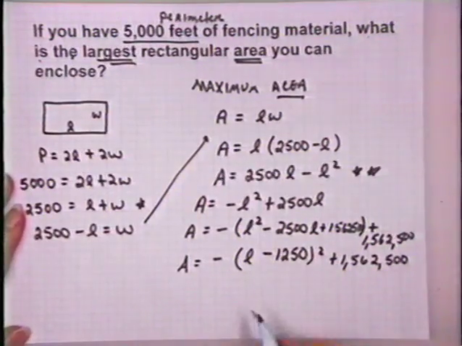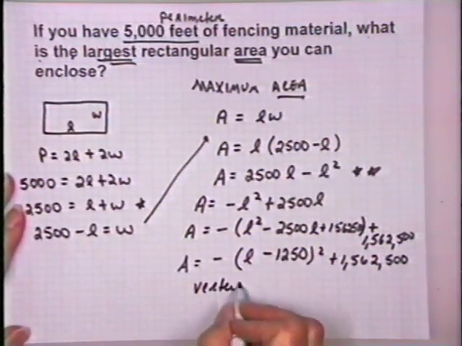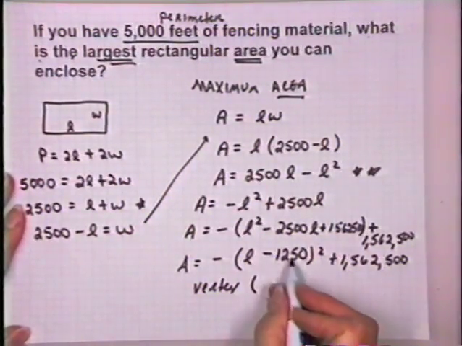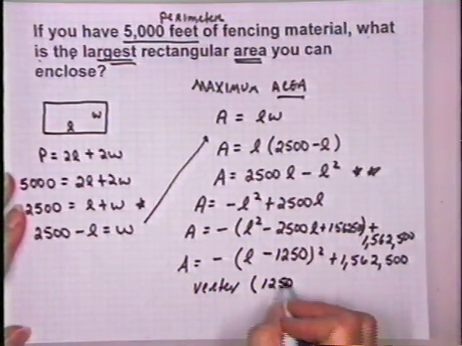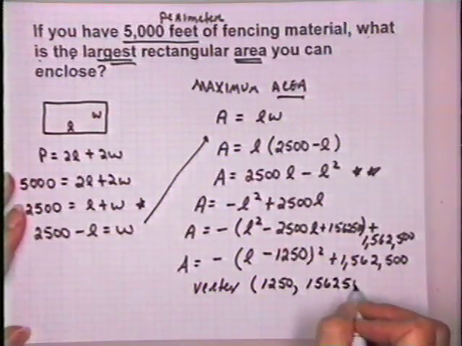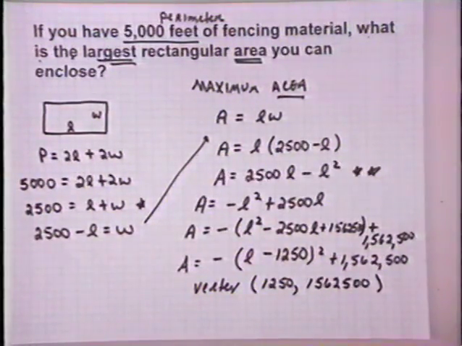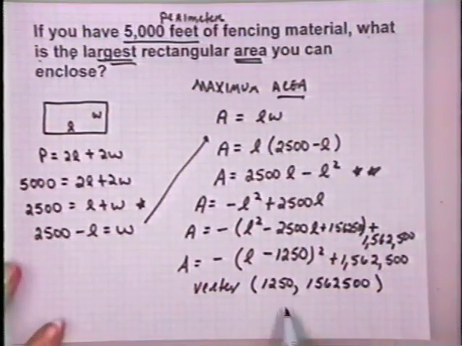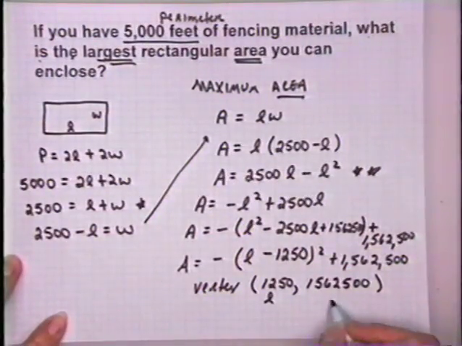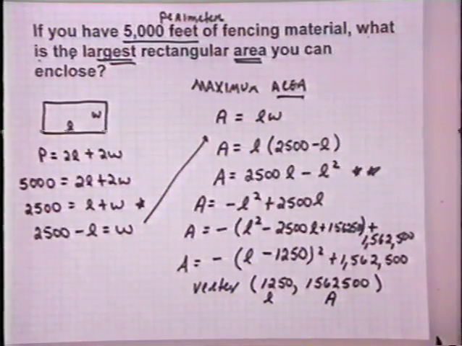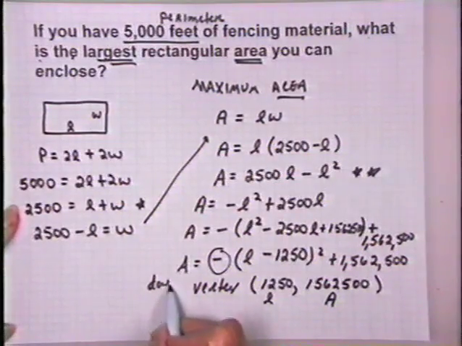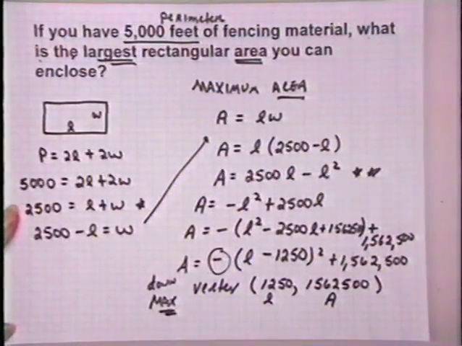Okay? Where's my vertex? This is taking the place of x. So this is like x minus h. So h is 1,250 plus k. So my k is 1,562,500. Okay? Now, this is like x, which L took the place of x. This is like y, and A took the place of y. This is my vertex. Notice this coefficient, so it opens down, so that gives me a maximum point.